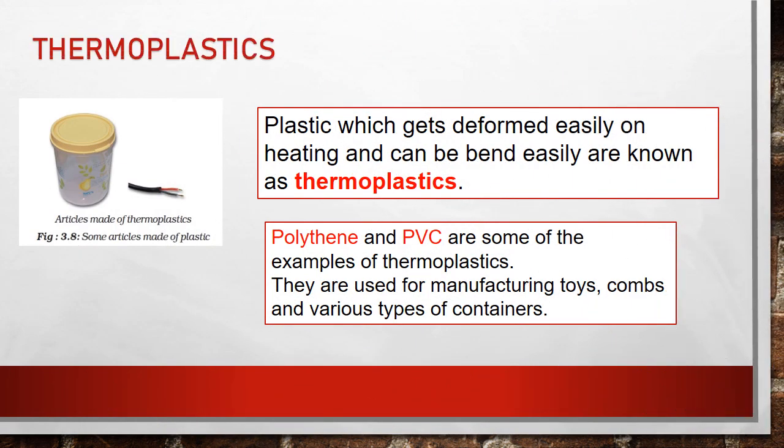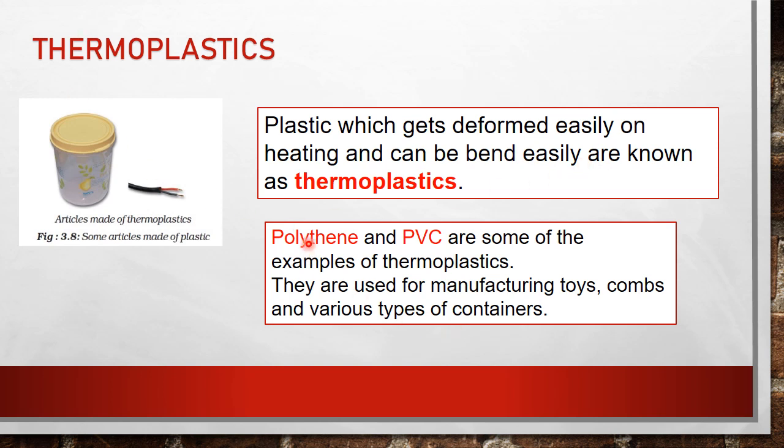Then we learned about types of plastics. What are the two types of plastics? Thermoplastic and thermosetting plastic. The plastics which get deformed easily on heating and can be bent easily are known as thermoplastics.